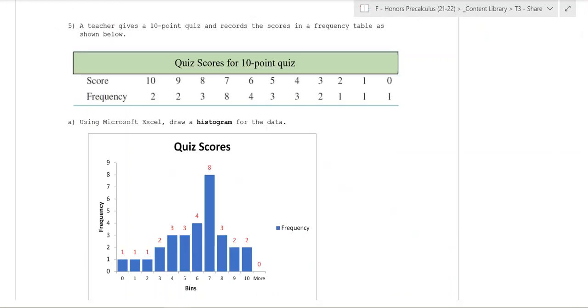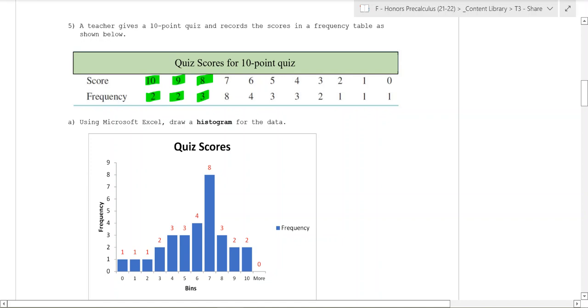So here's another way to represent a set of data. A teacher gives a 10-point quiz and records the scores in a frequency table as below, meaning this is the number of times someone got that score. So there are 2 people that got a 10, there are 2 people that got a 9, 3 that got an 8, etc.